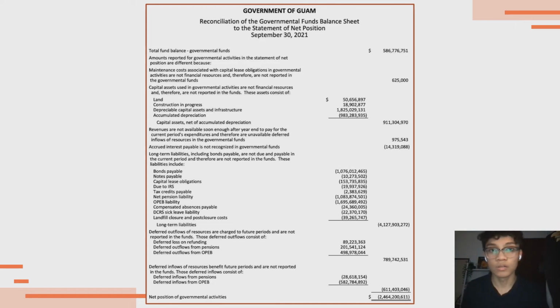And then you do all this reconciling for a bunch of items that require reconciling. You add and subtract your amounts from the total fund balance, and the reconciled amount that you arrive at should equal the net position of governmental activities from the statement of net position.